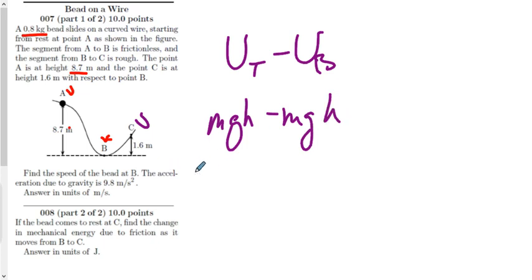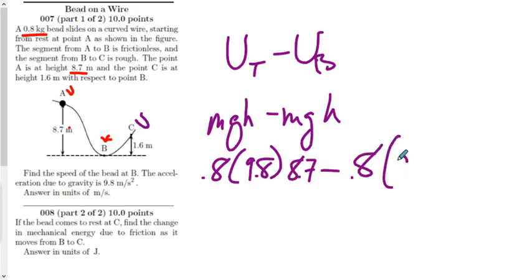For mine, it will be 0.8 times 9.8 times my h, which was 8.7, minus 0.8 times 9.8 times my height of 1.6. Multiply and then subtract, and you get your answer.